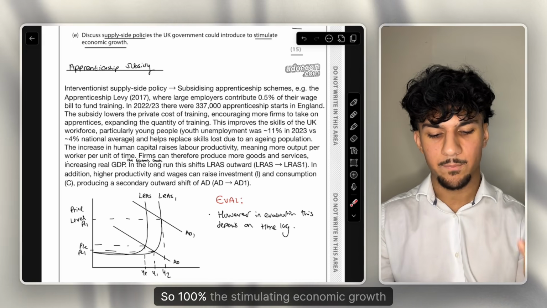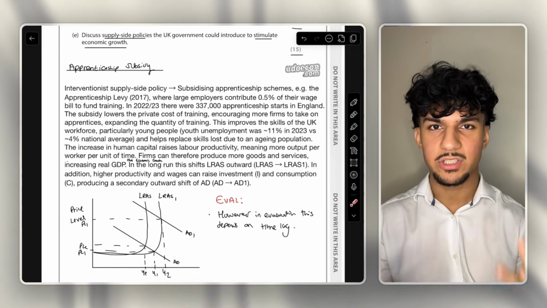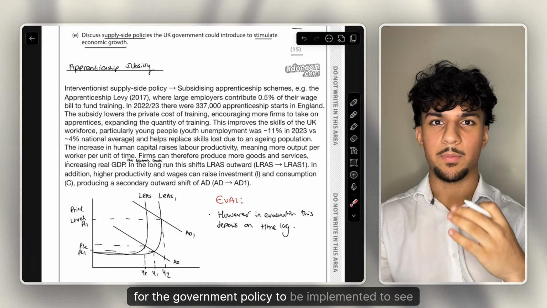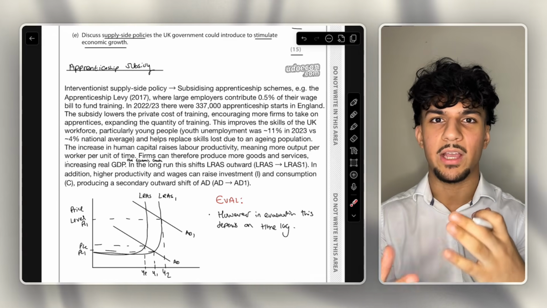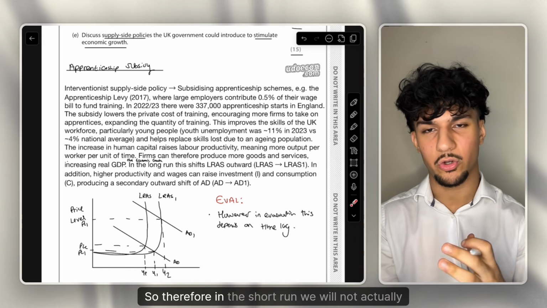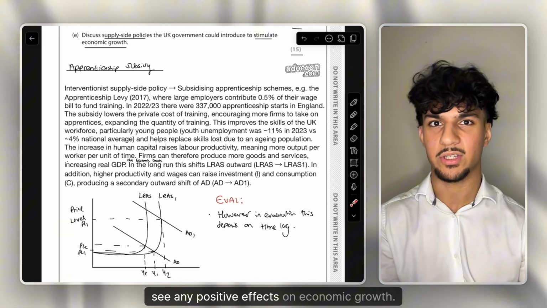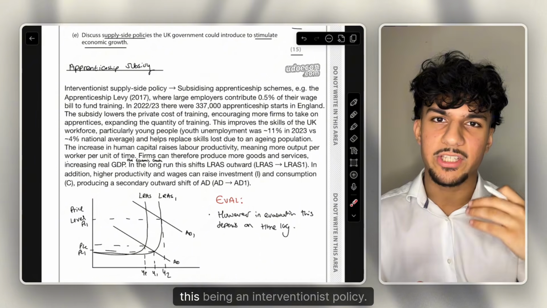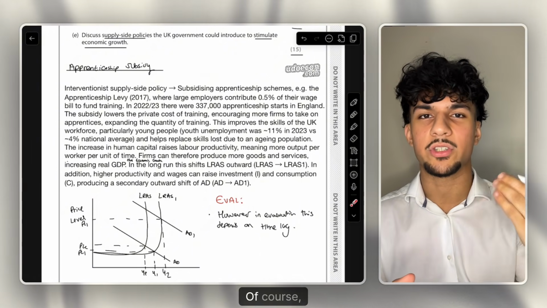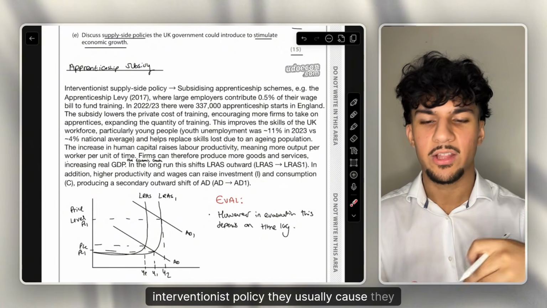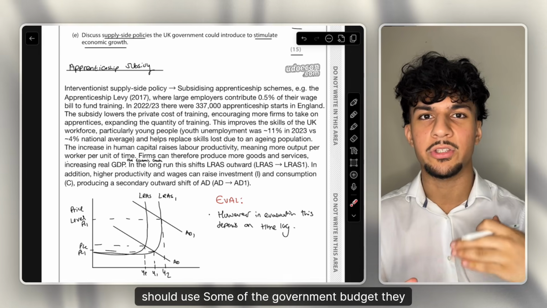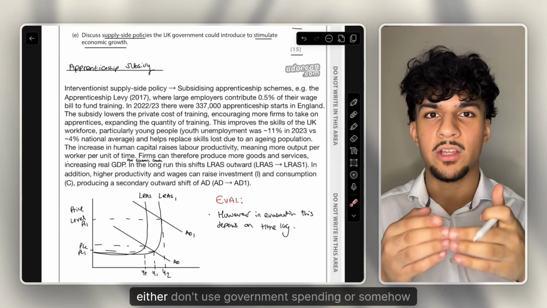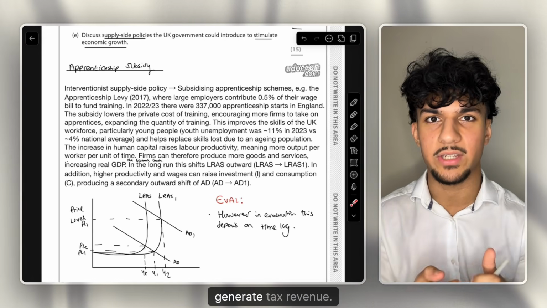So 100%, stimulating economic growth does depend on the time frame, as it takes 12 to 18 months for the government policy to be implemented to see any sort of effects in the economy. So therefore, in the short run, we will not actually see any positive effects on economic growth. And of course, that bit about the fiscal deficit, you can link that to this being an interventionist policy. Interventionist policies usually use government spending, whilst market-based policies usually either don't use government spending or somehow generate tax revenue.